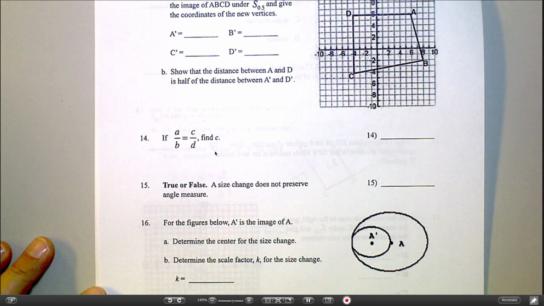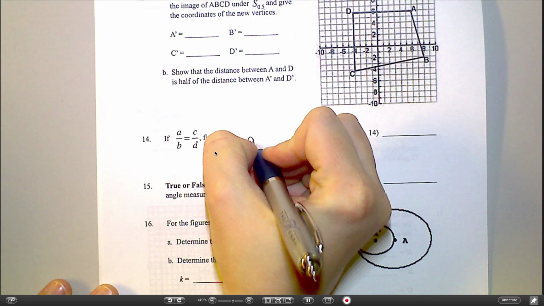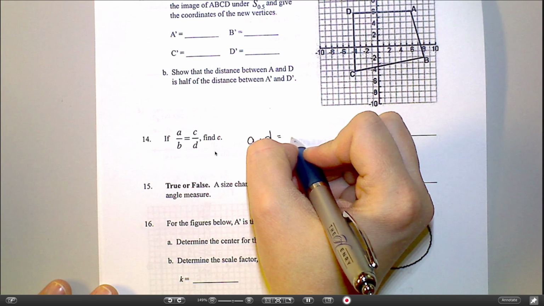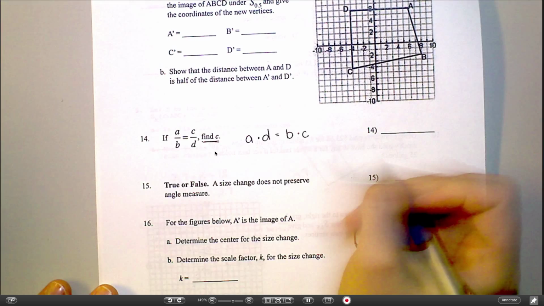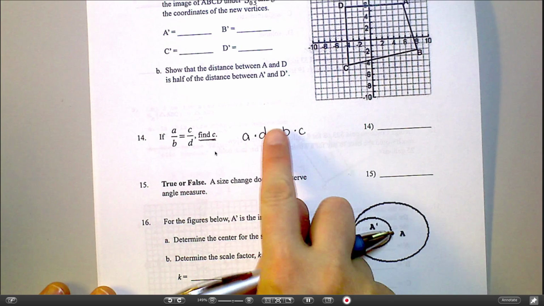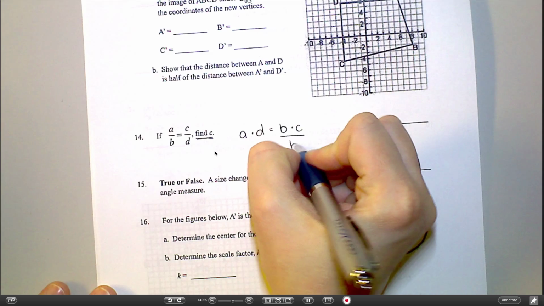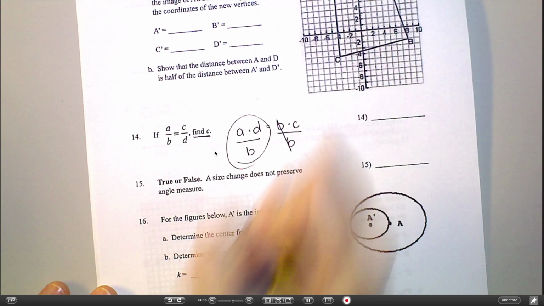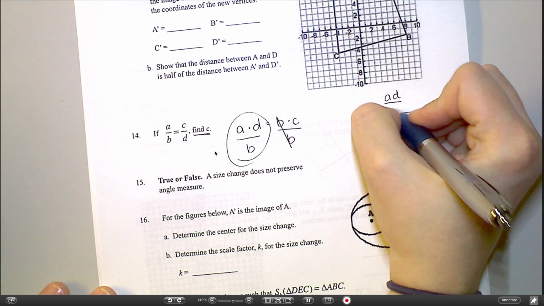Something times something equals something times something. A times D equals B times C. Okay, when it says find C, that means get C by itself. So I need to get rid of that B. Divide by B, which means I divide this whole thing over here by B. And then this right here is your answer. So you would just write A, D divided by B.